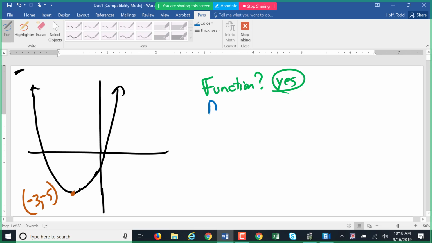So then let's talk about the domain. Remember, the domain is on the x-axis. The domain here, any value of x that I put in here, I will find a value of y. So the domain here is all real numbers, going from -infinity to +infinity.